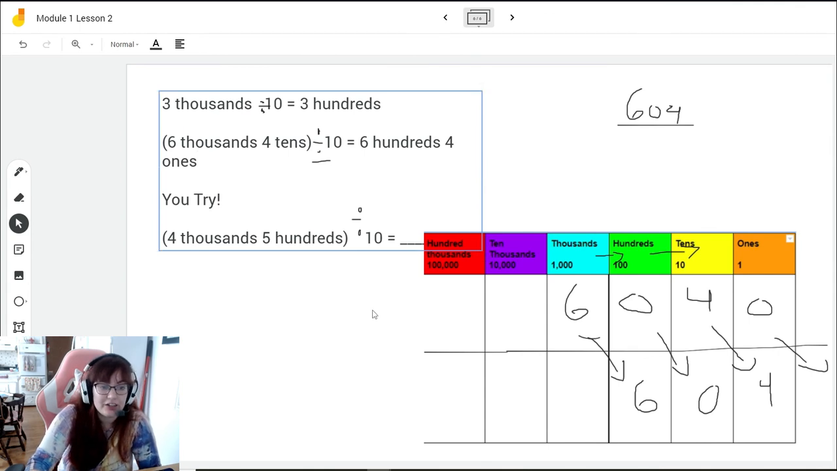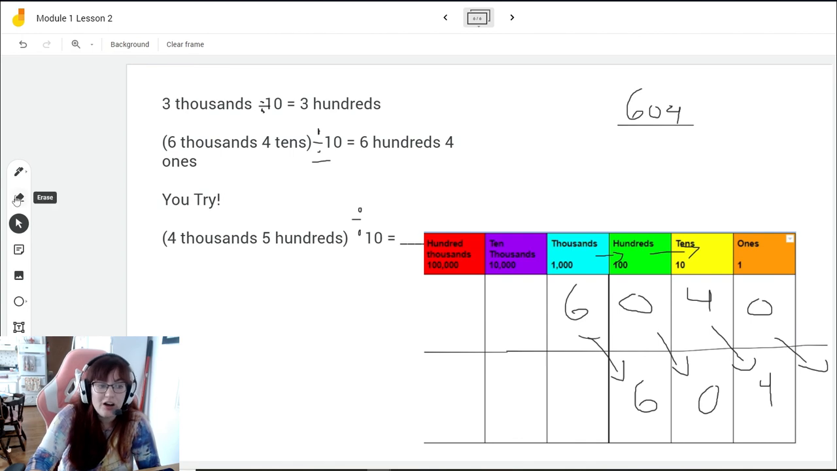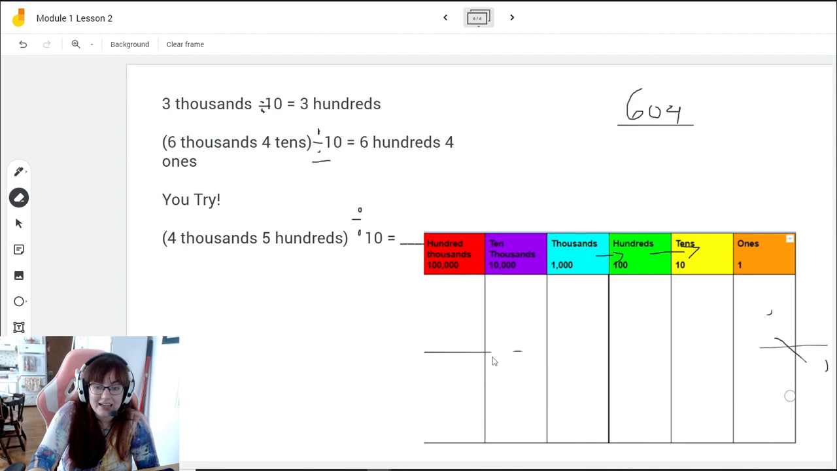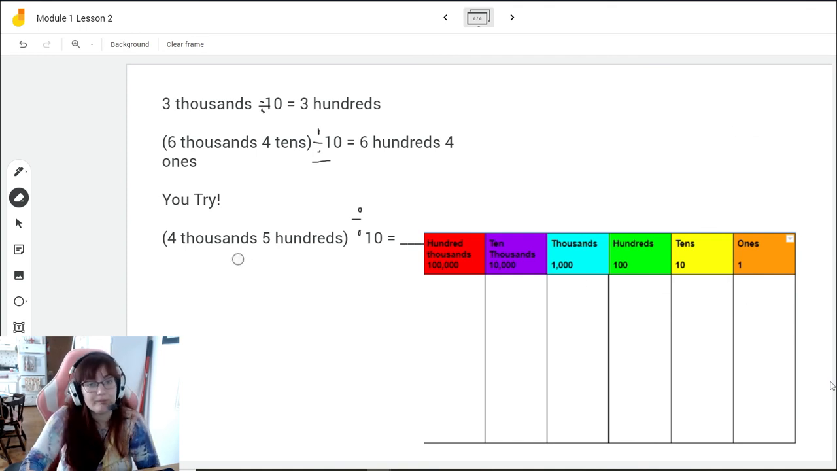So 4th grade, you guys are going to try this very last problem then on your own, and you're going to be solving for 4,500s divided by 10. So you should be stopping the video now, answering that problem, and then coming back once you have it solved.